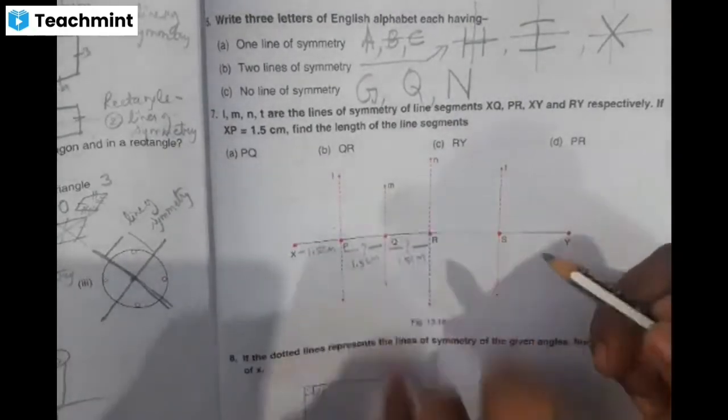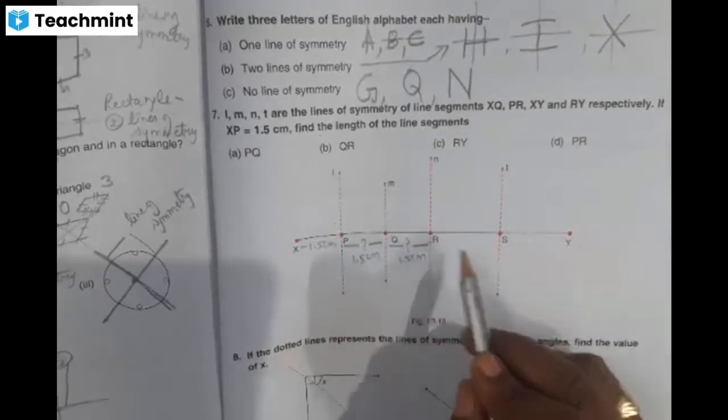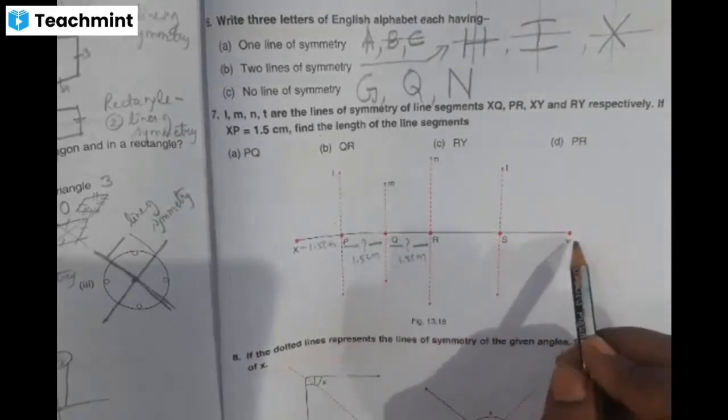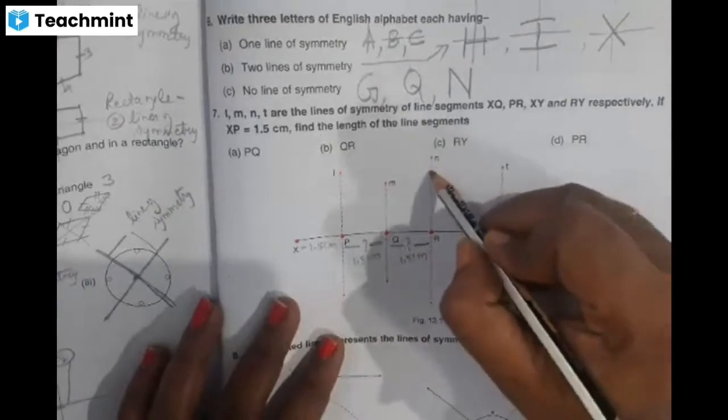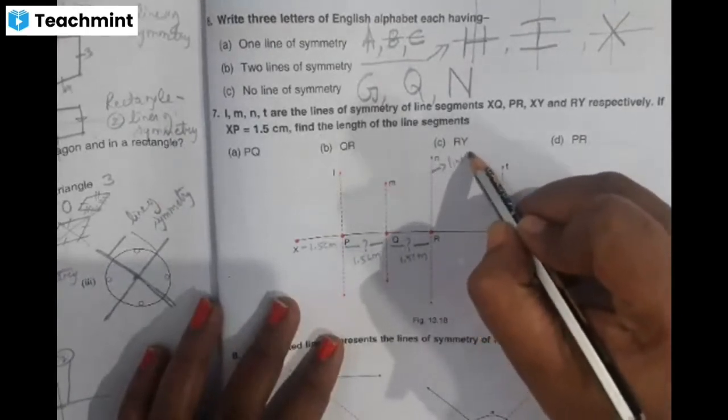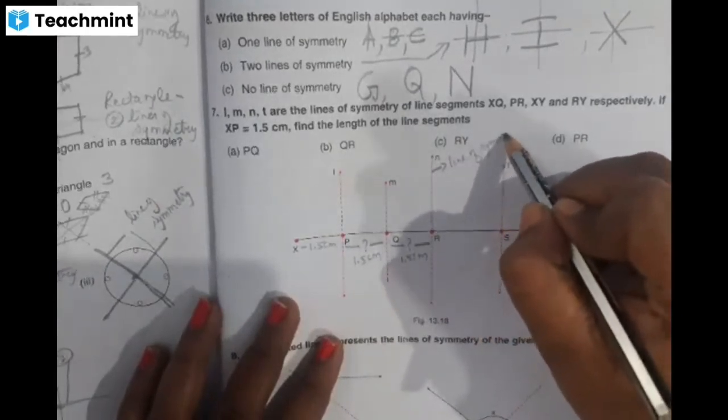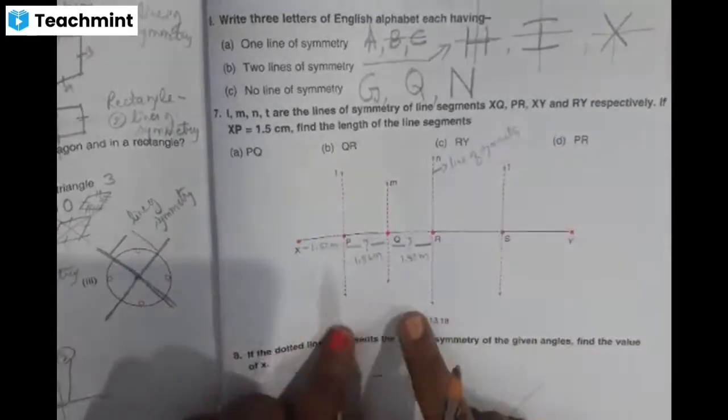Then we have question number C, children. That is RY. We have to find this length RY. As we know, this is the line of symmetry for which one?